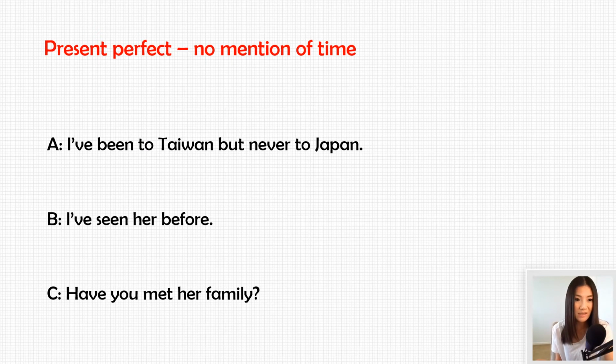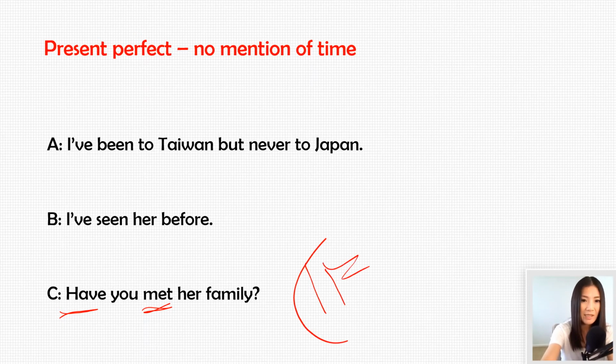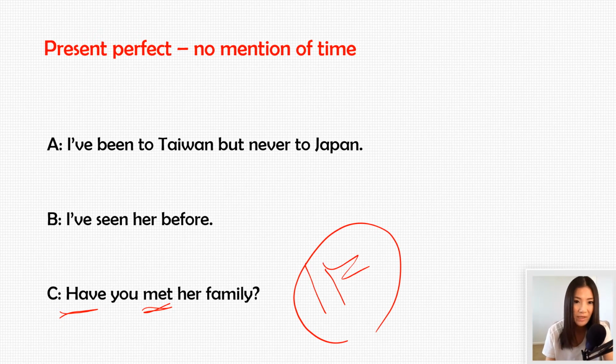And the last one is in the form of a question. Have you met her family? This is present perfect, have met, but again, it's in the form of a question. And here, I'm not asking, did you meet her family? I'm asking, have you met her family? Because when you met them isn't important. I just want to know if you have met them, right? So again, time is not important here and it's not mentioned at all, so I'm going to use present perfect.